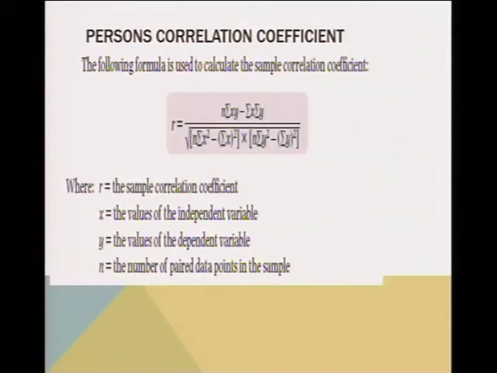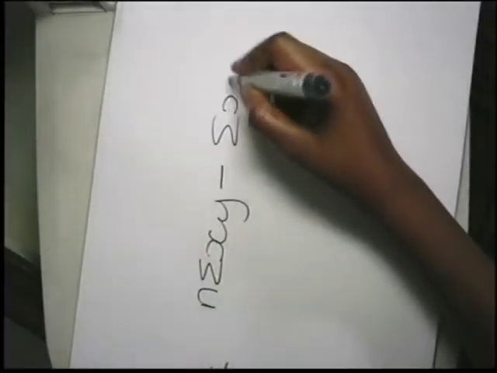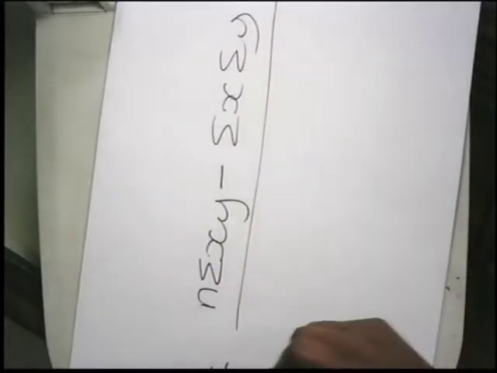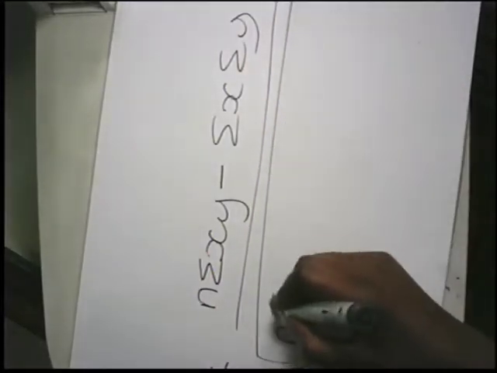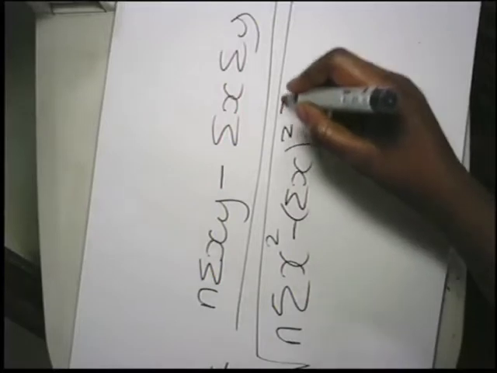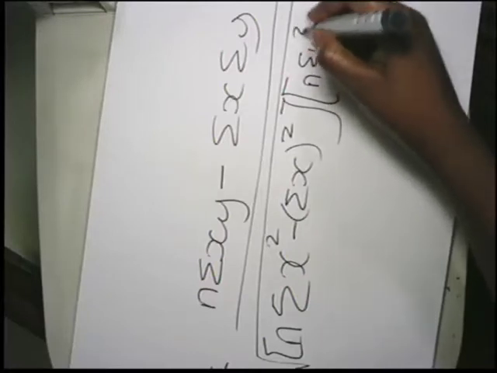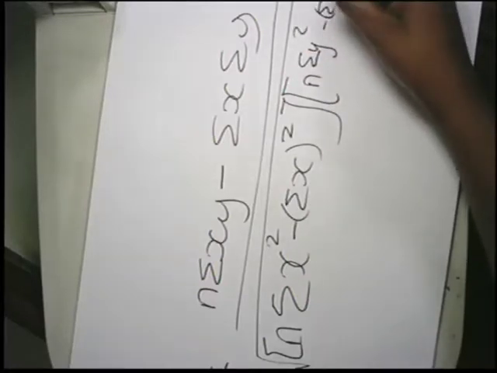And then the Pearson correlation coefficient, which is also known as the product moment correlation coefficient. The formula is given as on the screen, and I hope you can see it clearly. R is equal to n sum of xy minus sum of x sum of y, divided by the square root of n sum of x squared minus (sum of x) to the power of 2, you put it in bracket, multiplied by n sum of y squared minus (sum of y) to the power of 2.